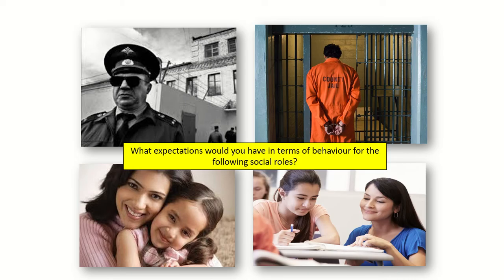Next we've got a mother. In terms of the behaviour we would expect from a mother, it would obviously be to be caring, to look out for her children, to probably be organised, to have lots of nurturing qualities towards their children. And then for a teacher, the types of behaviours we'd be looking for would be things like being organised, being professional, being caring, showing nurturing qualities as well, but also looking out for her students. So you can see that different people in society have different roles, and that will determine the kinds of behaviours that we would expect them to show.